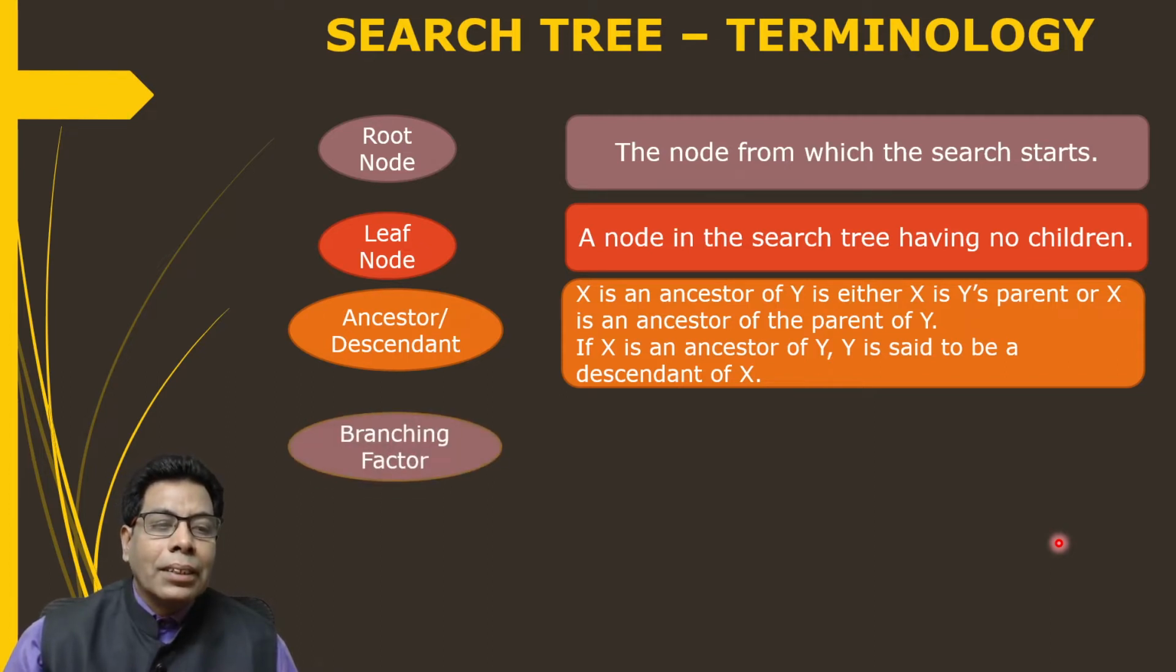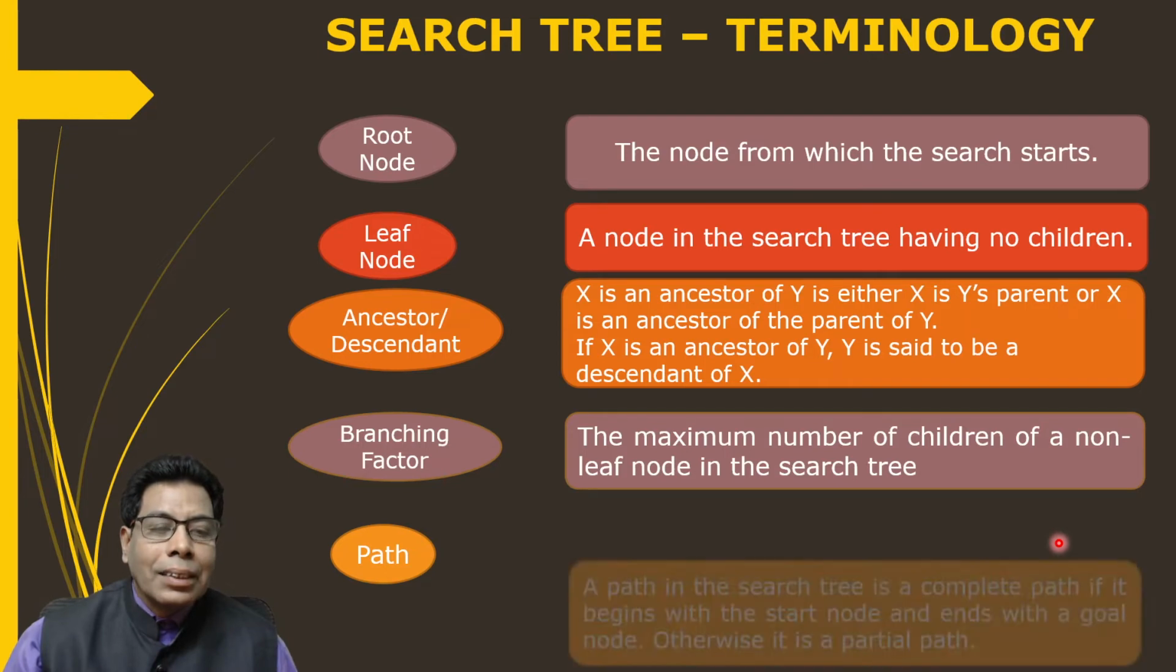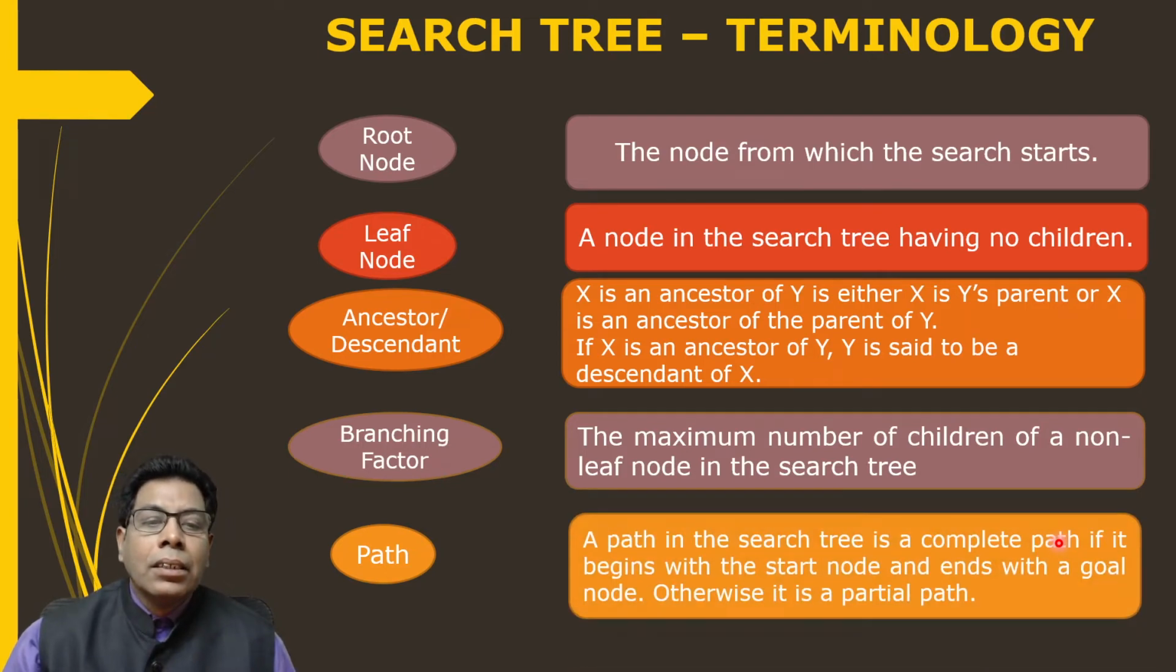Then branching factor. The maximum number of children of a non-leaf node in the search tree is the branching factor. In our example, the branching factor is 2. Then the last term is the path. A path in the search tree is a complete path if it begins with the start node and ends with the goal node. So we call it a complete path, and that will be our aim, to find the complete path. Otherwise, it is a partial path.